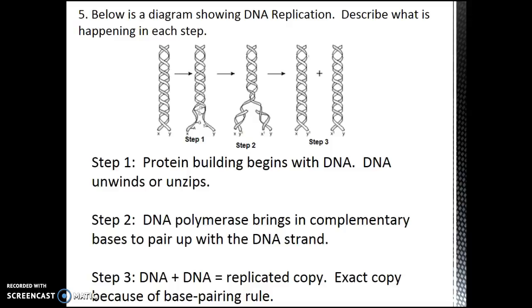Step 2, DNA polymerase, that's an enzyme, is now going to bring in complementary base pairs to pair up with the original DNA strands using that base pairing rule of A and T and C and G together. And then one DNA molecule plus another DNA molecule makes a replicated copy. They're an exact copy because of that base pairing rule.